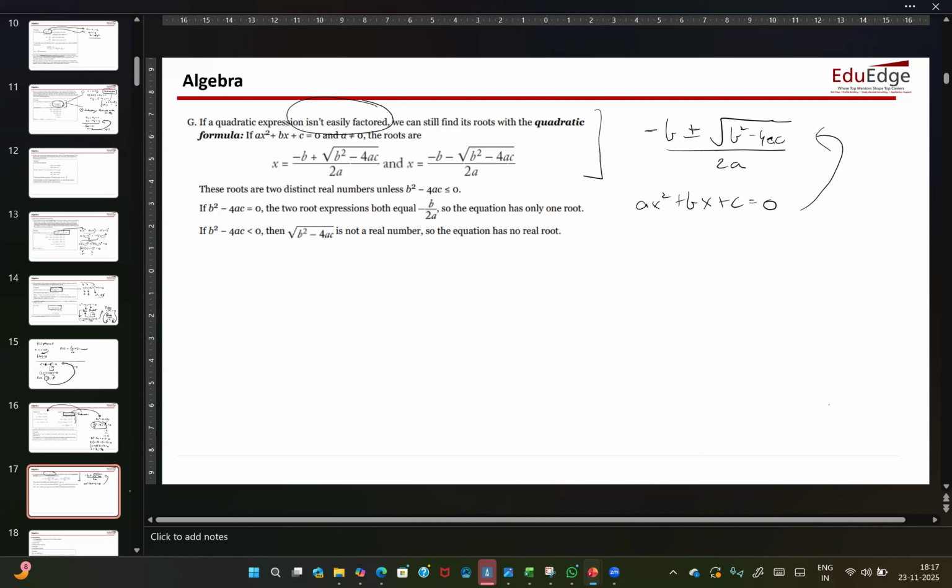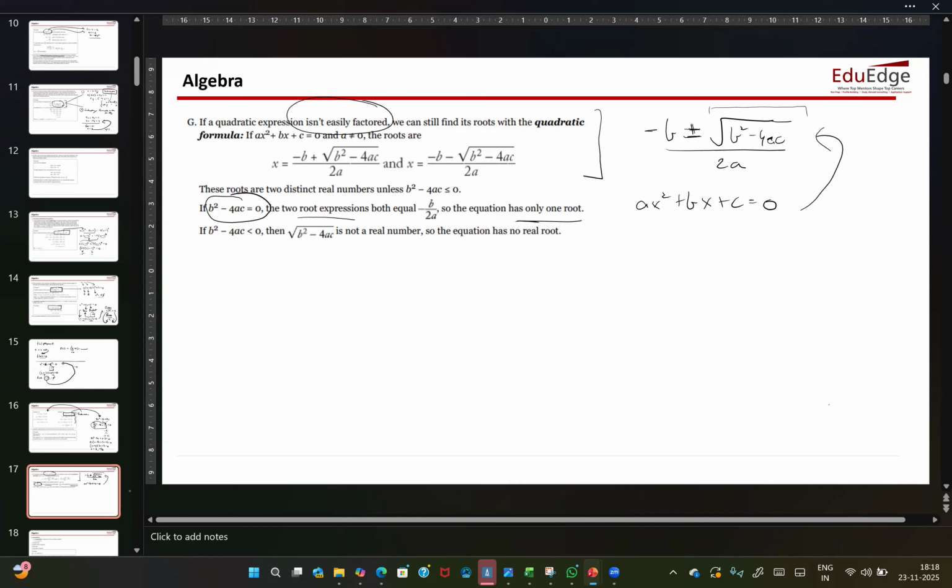When will the roots be equal? When will they be equal? When there is no plus minus, right? They will be unequal if you have a plus minus here. If you make this term as 0, then both the roots will be minus b upon 2a, right? And that happens when the root term becomes 0. Then the two roots are equal. And the equation has only one root.